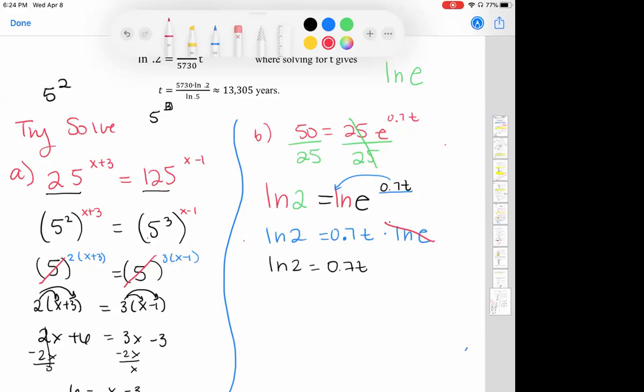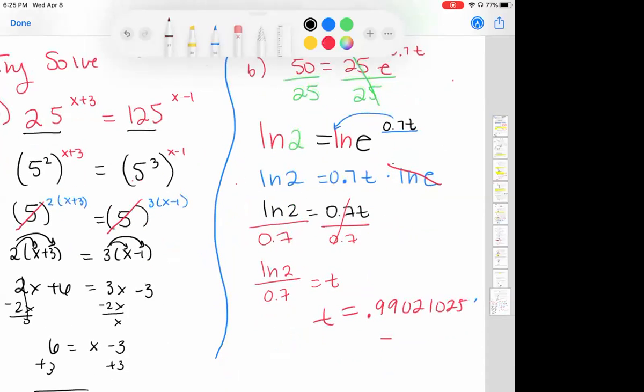Lastly, we get t by itself. I can go ahead and divide by 0.7. That makes 1 divided by 0.7. So we're left with ln of 2 divided by 0.7 is equal to t. Let's punch that into our calculator. ln of 2 equals, divided by 0.7, equals. We get that t is equal to 0.99021025, or we can round and say that t is about 0.99. You can go ahead and box that.